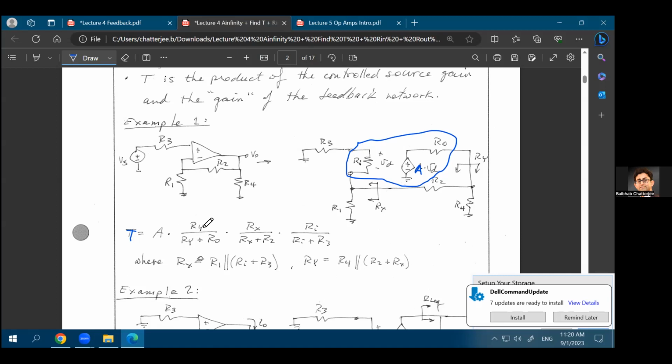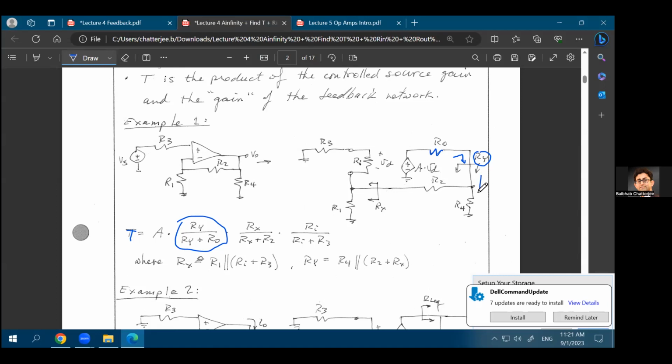What is beta? First of all, beta is the voltage division ratio. The first factor is the voltage division ratio between the resistance RO at the input side and the resistance looking into this point. Let's assume this point is Y, and the resistance looking into point Y is Ry. You don't need to calculate what Ry is at this point. Now you have two resistances, RO and Ry, and you know how to take a voltage division between the two. That is Ry divided by Ry plus RO.